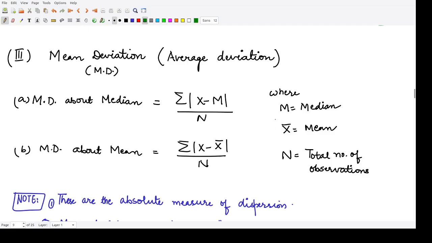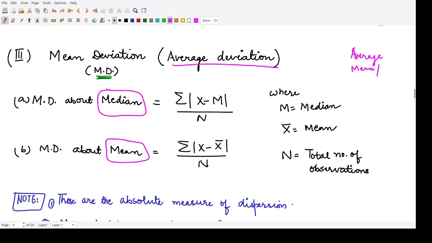So the next measure is mean deviation or average deviation. It is acronymed by this M.D. What is this mean deviation? This is defined either about mean or about median. It is the average deviation. That means we are seeing the deviation about the average. And by average, we can either take this to be mean or median.